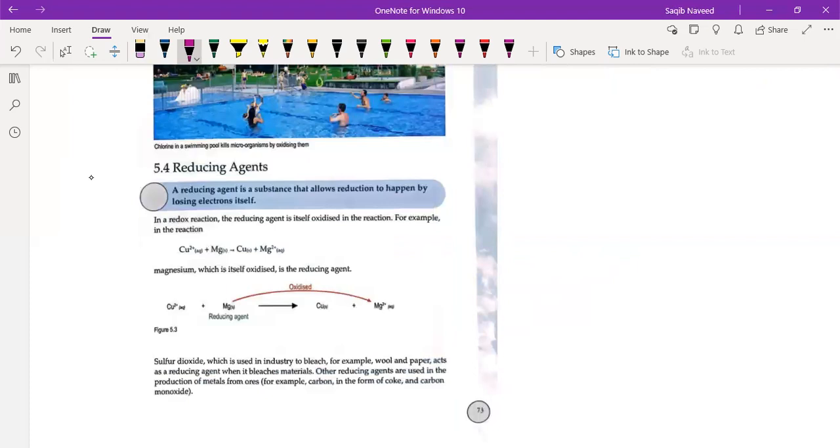So reducing agent. Have a look at the definition of reducing agent, beta. So what does a reducing agent do? A reducing agent is a substance that allows reduction to happen by losing electrons itself. They lose the electrons by themselves. Magnesium is 0, and magnesium is 2 plus over here. So magnesium is undergoing the oxidation process. So magnesium is a reducing agent, right? Clear?